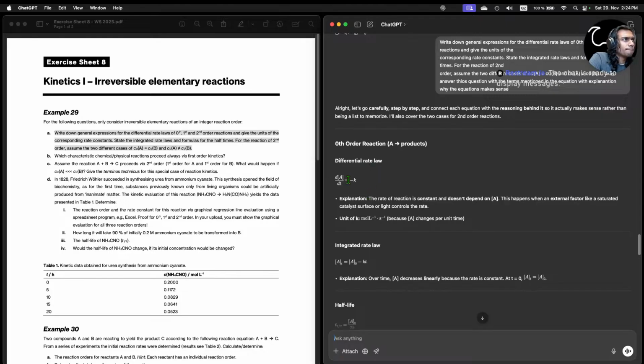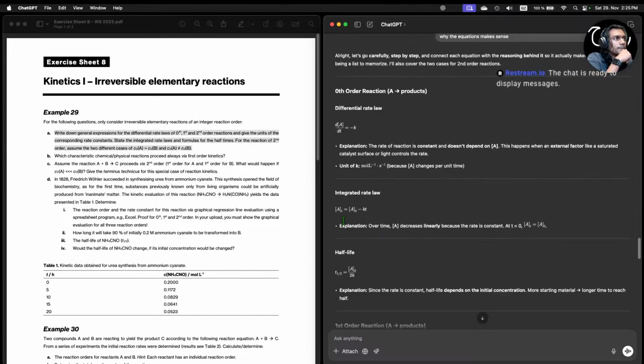Differential rate law. So d[A]/dt equals minus k. The rate of the reaction is constant and does not depend on A. This happens when an external factor like a saturated catalyst, surface, or light controls the rate. Unit of k: mole per liter per second, because A changes per unit time. The negative sign shows decreasing amount of A, right? Yeah.